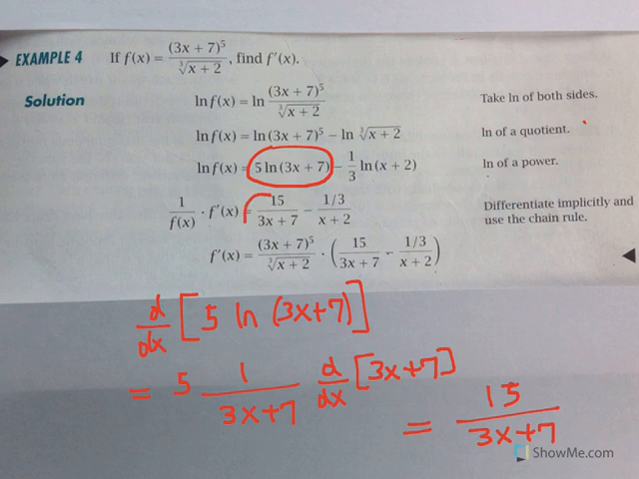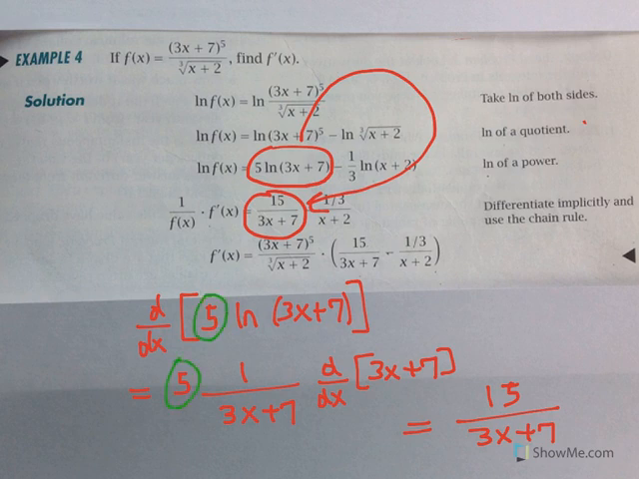So now I'll explain how we get 15 over 3x plus 7. That is the derivative of 5 times the natural log of 3x plus 7. So here you have a constant multiple, so you can take that out. And then here you have a composition of two functions, so you have to use the chain rule. The derivative of the natural log function is 1 over the argument, and then multiply by the derivative of the inside function, 3x plus 7, which is 3. 5 times 3 is going to give you 15 over 3x plus 7. So that's how we get that.